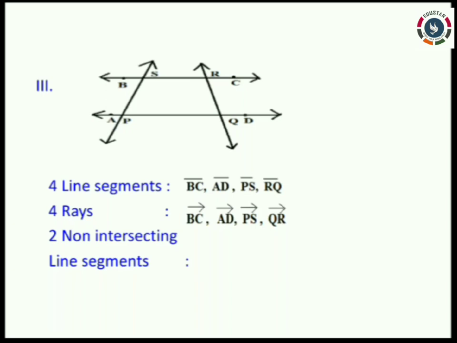And next, 2 non-intersecting line segments. So, non-intersecting means does not cross itself, right? These are all the 2 pairs of non-intersecting line segments. BC and AD is one pair. Like that, PS and RQ is another pair of non-intersecting line segments.